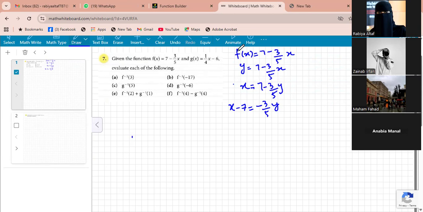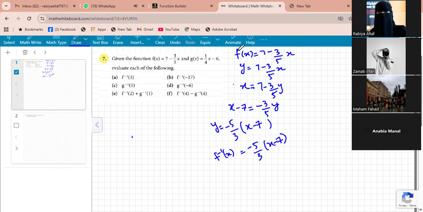Okay, who is going to tell me how to shift a fraction? Whenever we need to shift a fraction, what we need to do? Yes, we need to take the reciprocal. So this will be y equals to minus 5 upon 3, and inside the bracket, we have x minus 7. Right? So this is all about the inverse of our first function f. Now the last step is we need to replace y with f inverse of x equals to minus 5 upon 3 bracket x minus 7. These are some easy steps to find the inverse function.